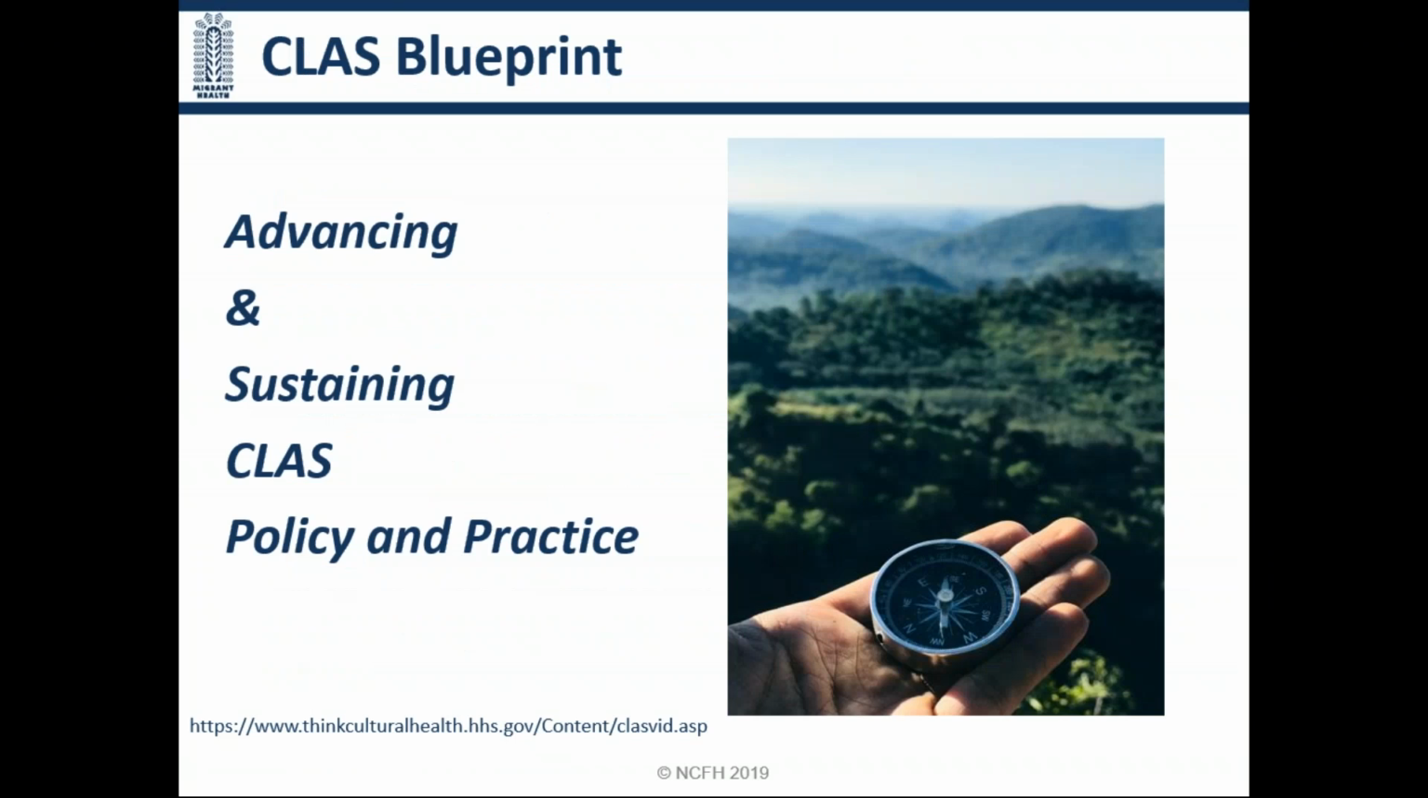Now there is a blueprint available to you, and you have the link for it in the PowerPoint. Basically, it's a guide that provides 15 action steps, which are the 15 standards, and it goes into a lot of detail. If you haven't already seen the CLAS Blueprint, you can get it through the Think Cultural Health.gov site. I encourage you to do so. It's pretty big. What we're trying to do today is simplify all of that information so that you can take it and use it practically.